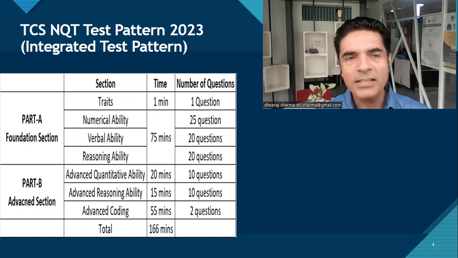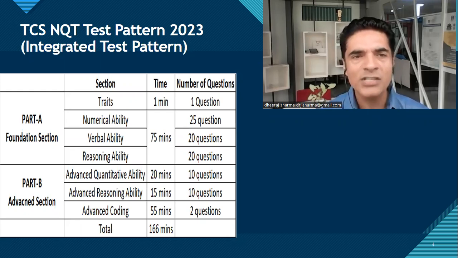So section 1, which is the foundation section, comprises questions on numerical ability: there are 25 questions, verbal 20 questions, reasoning 20 questions, and the time frame given to you will be 75 minutes. Then in this single test only, you will be given the next test.